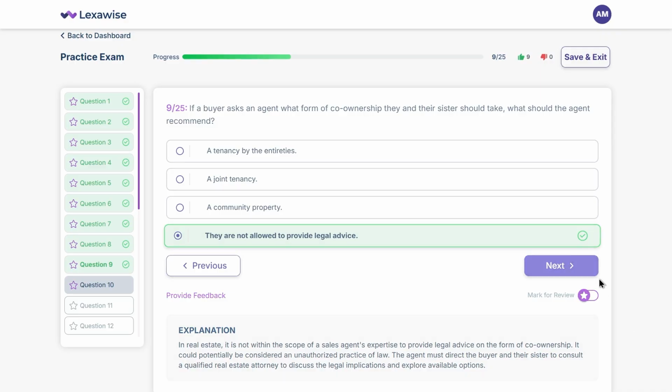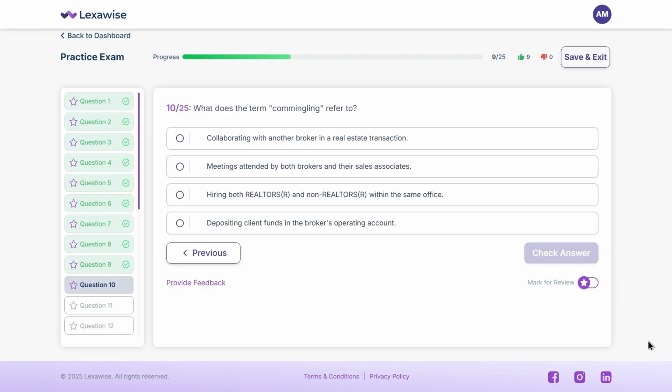Next up, what does the term commingling refer to? A. Collaborating with another broker in a real estate transaction. B. Meetings attended by both brokers and their sales associates. C. Hiring both realtors and non-realtors within the same office. D. Depositing client funds in the broker's operating account. Think it through.